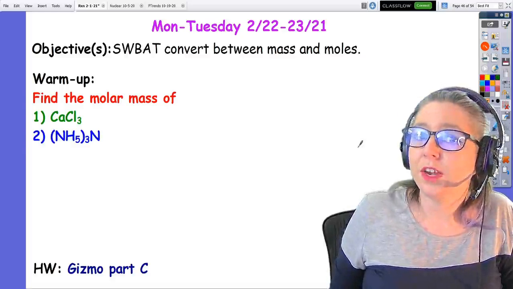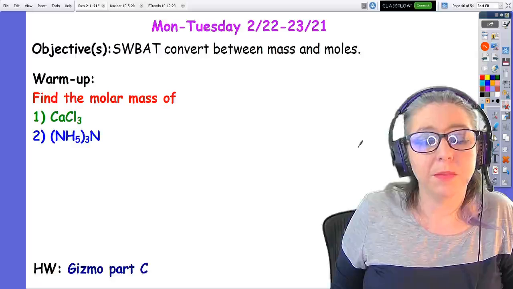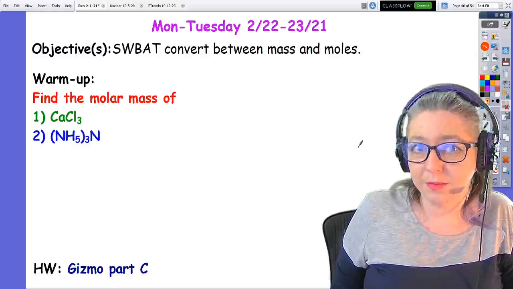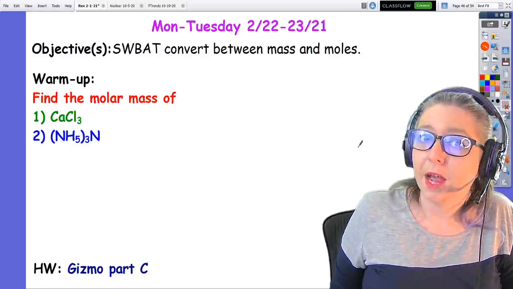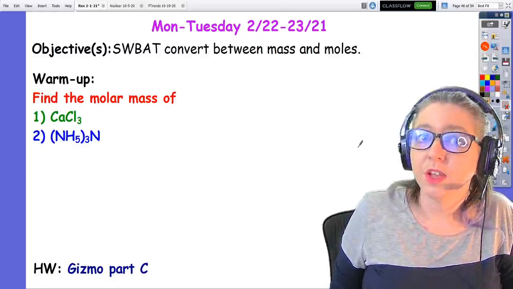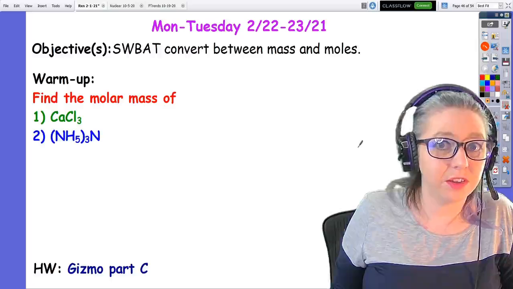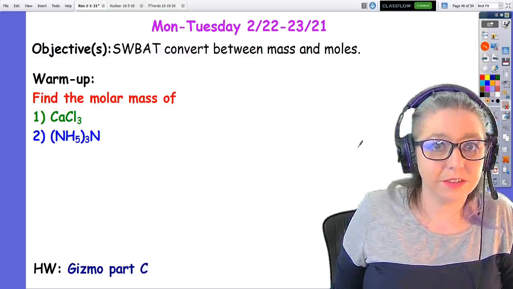Remember our rules for finding molar mass. Look up the molar mass of that individual element, multiply it by how many there are, so the subscript. Do that again for all the other elements, and then add them all together.